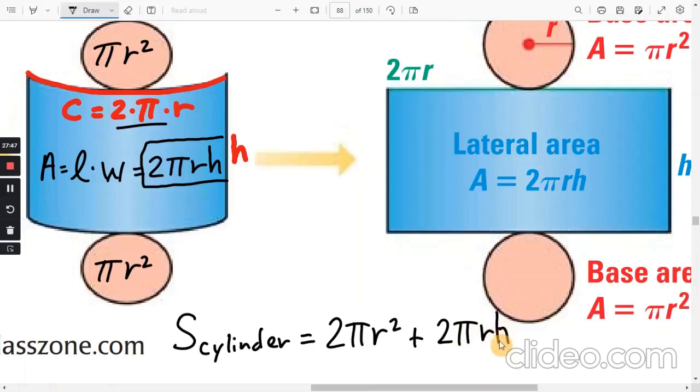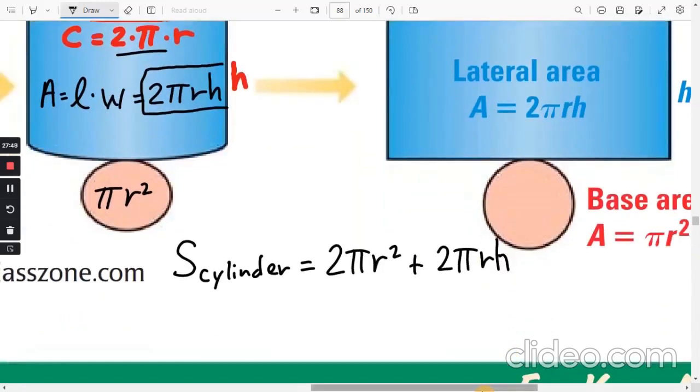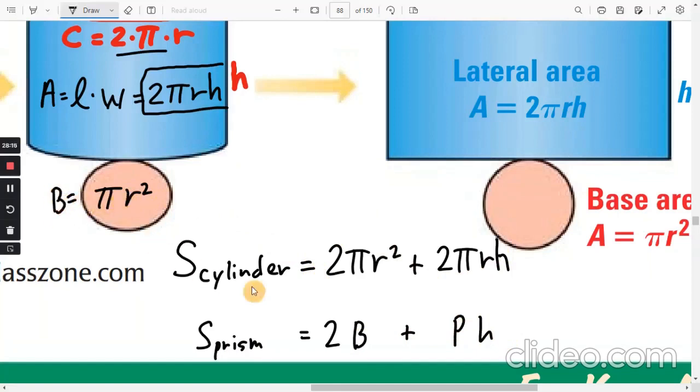All right. So really, it's the same as the surface area for the prism. If you remember the surface area of the prism we just did, we said that was 2 times the base plus perimeter times the height. And the base in this case is a circle. So the area of the base is just pi r squared. So this part right here is your base.